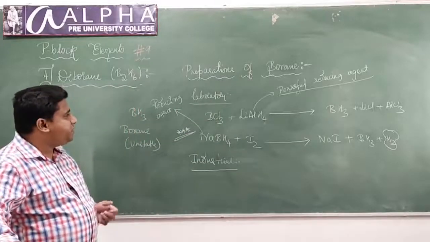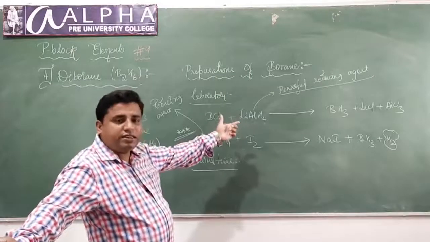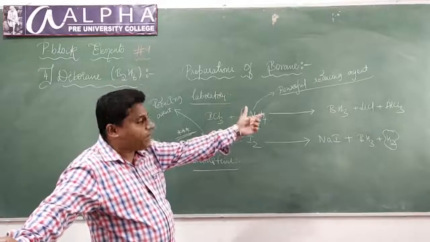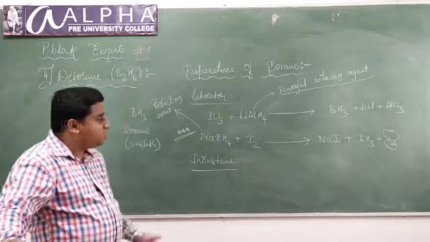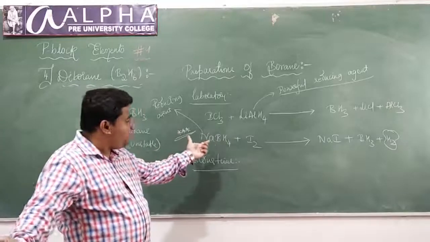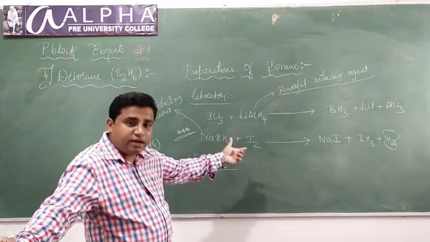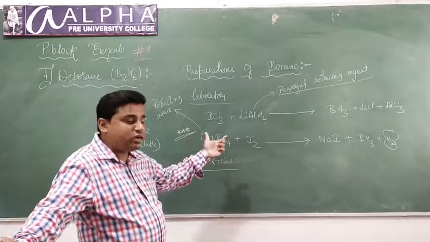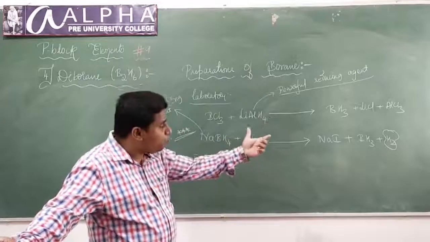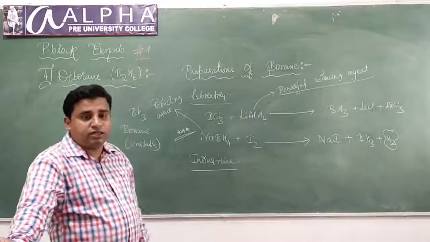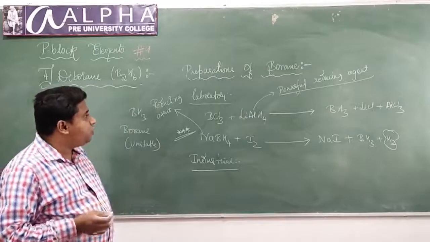What are the different methods of preparation of borane? When boron trichloride is treated with lithium aluminium hydride, we will get borane, lithium chloride and aluminium chloride. The next method is when sodium borohydride is treated with iodine. When sodium borohydride is treated with iodine, it will form sodium iodide, borane and hydrogen.